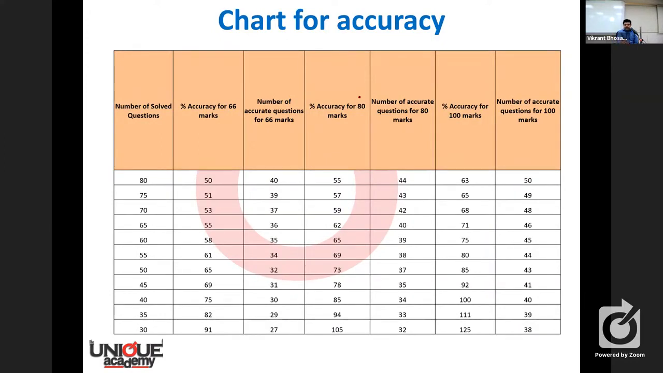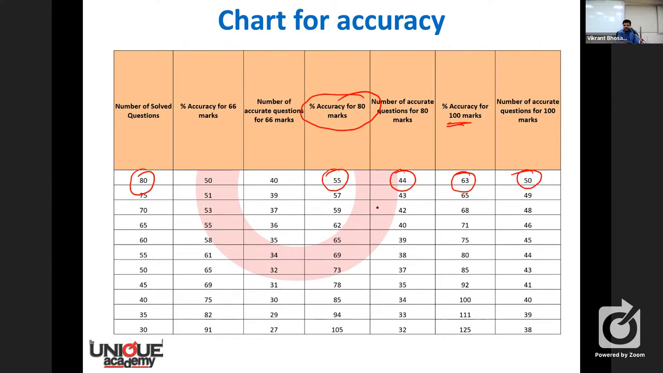मानो आपने 80 marks का target रखा है. Okay, are you getting my point? And you are trying to solve 80 questions. तो 80% मार्क्स के लिए आपको परसेंट ऑफ एक्यूरेसी चाहिए 55%. सो नंबर ऑफ क्वेश्चन विच आर टू बी करेक्ट आर 44 आउट ऑफ 80. इज दैट क्लियर? अगर ये टारगेट 100 हो जाता है देन एक्यूरेसी नीड टू इंक्रीज टू 63% एंड नंबर ऑफ करेक्ट क्वेश्चन शुड बी 50.